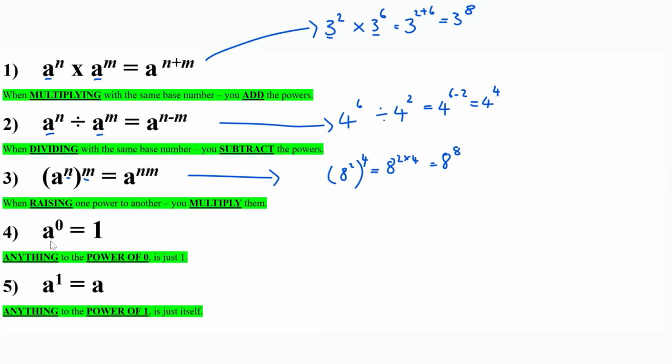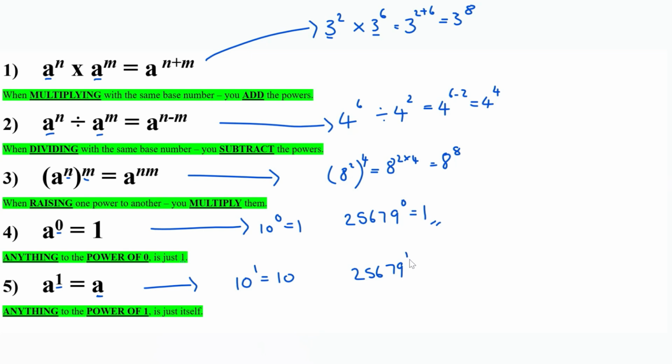For the fourth rule, anything to the power of 0 is 1, so pretty self-explanatory. Whether we have 10 or we have a number like this, whenever we raise it to the power of 0, the answer will always be 1. For the fifth rule, anything to the power of 1 will be that number itself. So again, using these same examples, 10 to the power of 1 will be just 10. And a number like that again, to the power of 1, is just that number.